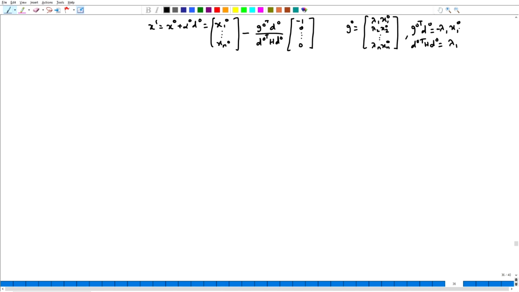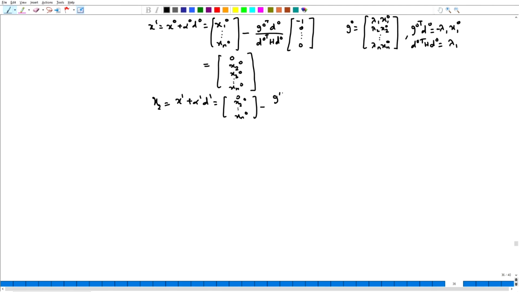So, when you substitute this here, you get 0 in the first coordinate, and the remaining coordinates are x 2 0, x 3 0 dot dot dot x n 0. Okay. So, what is x 1? It is very simple. I nullify the first coordinate and the other coordinates remain the same. Okay. Fine. Now, let us compute x 2. X 2 is x 1 plus alpha 1 d 1, and so this is 0, x 2 0 to x n 0.